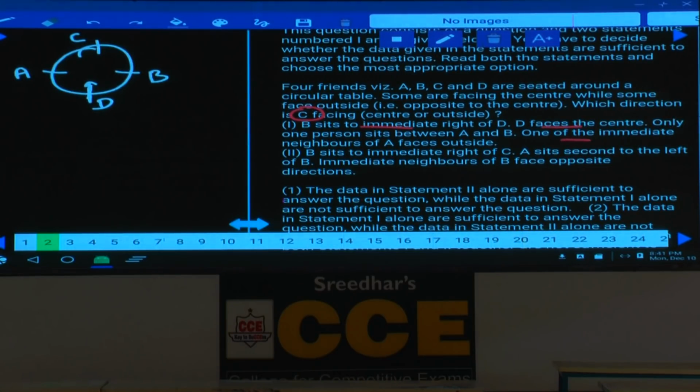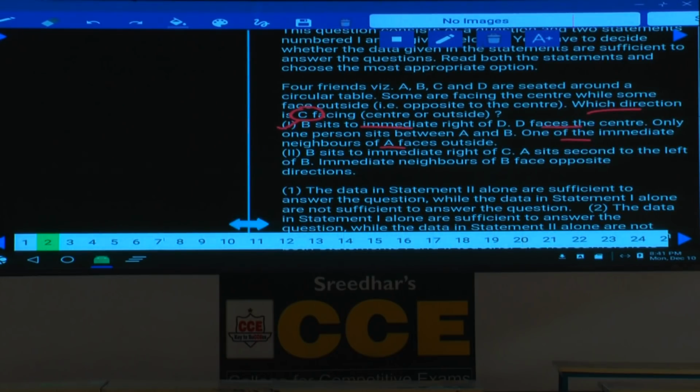Then one of the immediate neighbors of A faces outside. One of the immediate neighbors of A means C and D, which are adjacent to each other, isn't it? Now C and D are the neighbors of A, out of which D is facing the center and the other person must be away from the center. Now what is the question here? In which direction is C facing? C is facing away from the center. Statement 1 alone is sufficient.